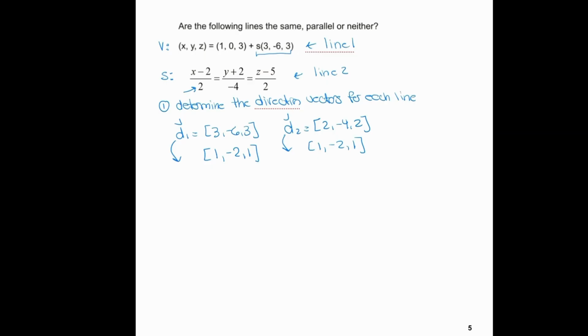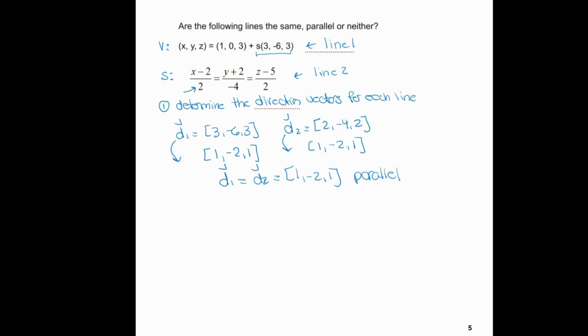So we can see that my direction vector for line 1 is indeed equal to my direction vector for line 2, and that is equal to 1, negative 2, 1. So therefore, they are parallel. Now that we know that they're parallel, we need to check to see if they're the same. So does a point on one line also lie on the other line? So let's get our point.